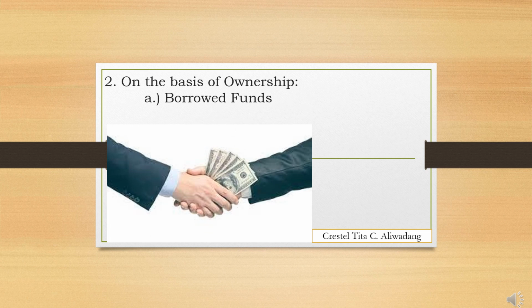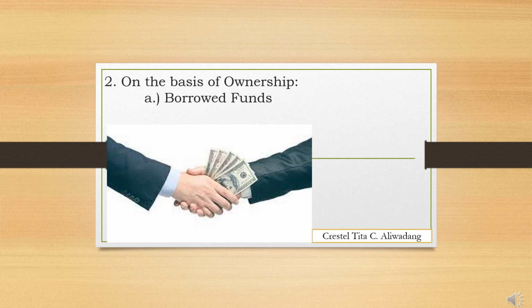The next type of ownership is the borrowed funds. The borrowed funds are the funds that a business raises through loans or borrowing from other parties. They are the most common sources of capital for any enterprise. Some of the methods of raising borrowed funds are as follows: raising loans from commercial banks or other financial institutions, issuing of debentures and bonds, public deposits, and trade credit.